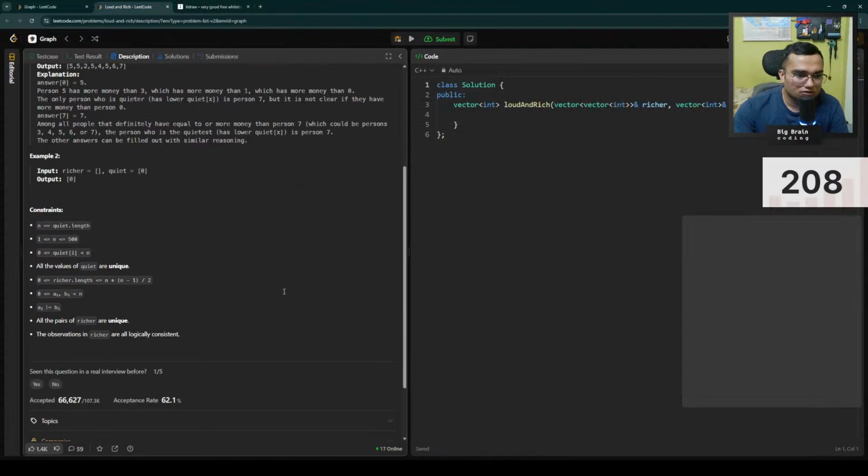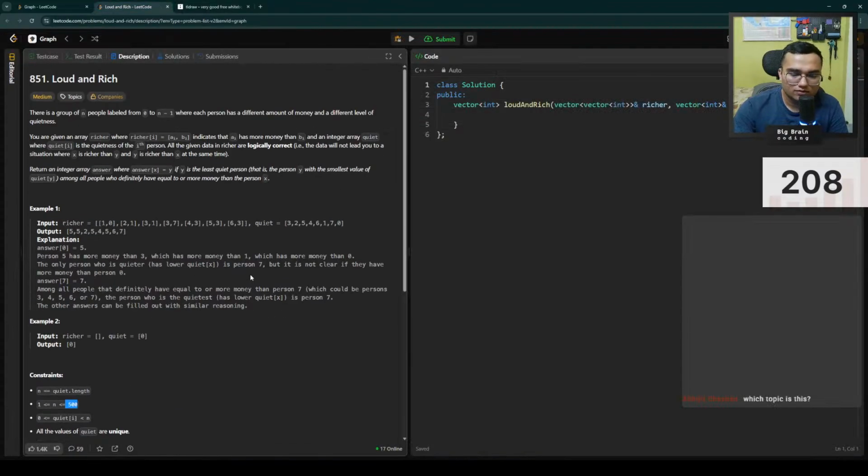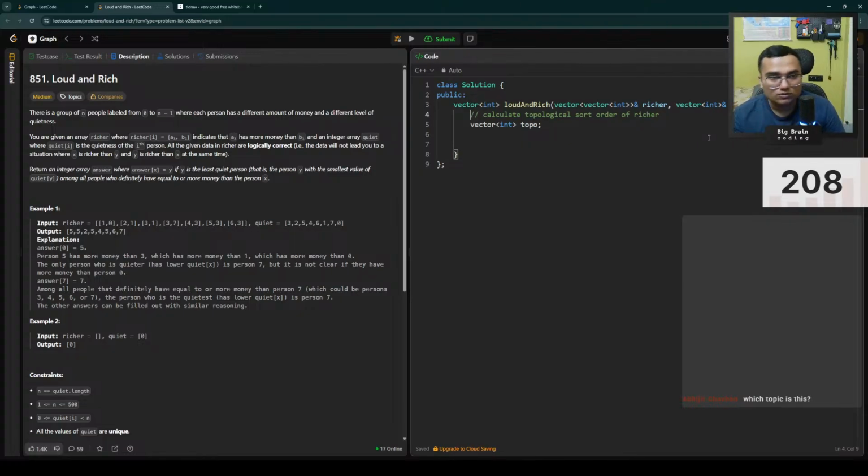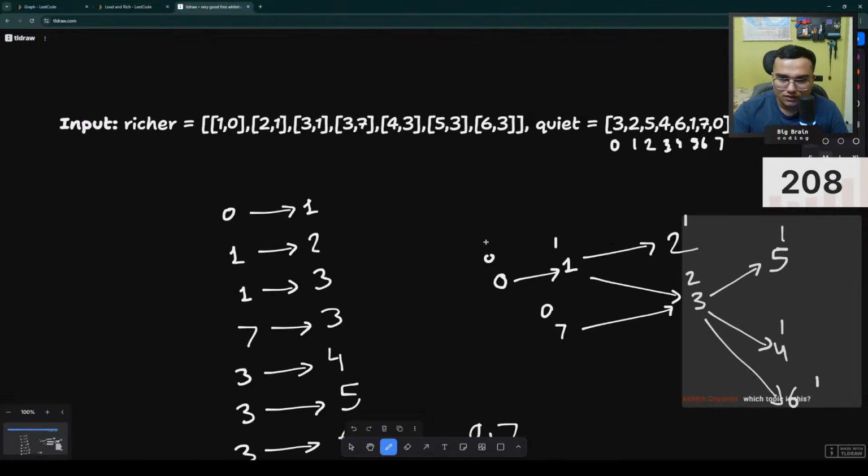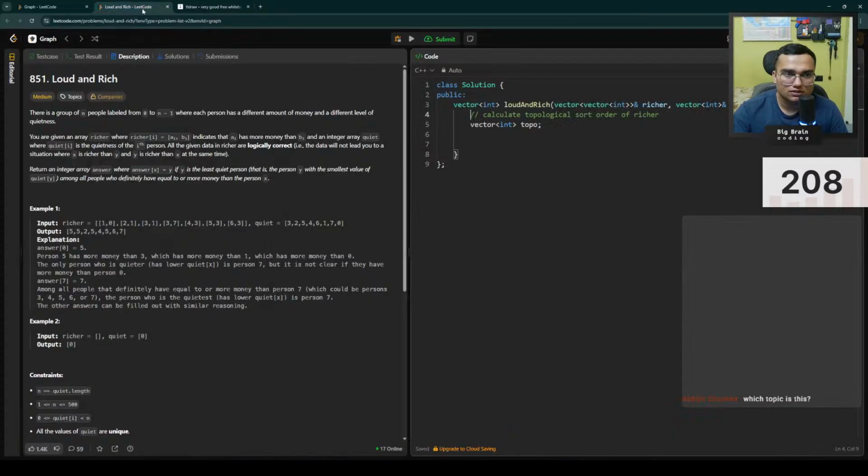Okay, let's understand the constraints. 500, not that big, so we can do this. Calculate topological sort order of richer, right? Vector. I forgot how to actually calculate topological. Let's see. So first of all, calculate in degrees and then pick the one which has 0 in degrees and then move from there, right?